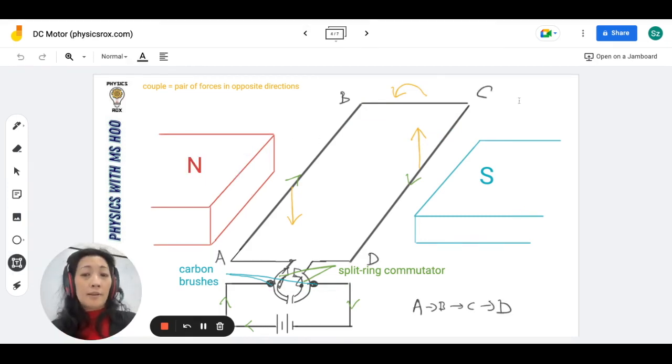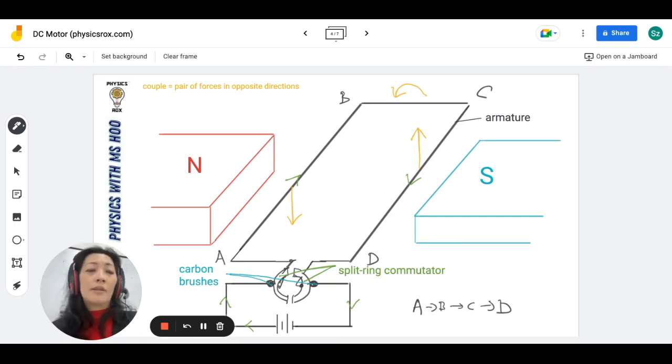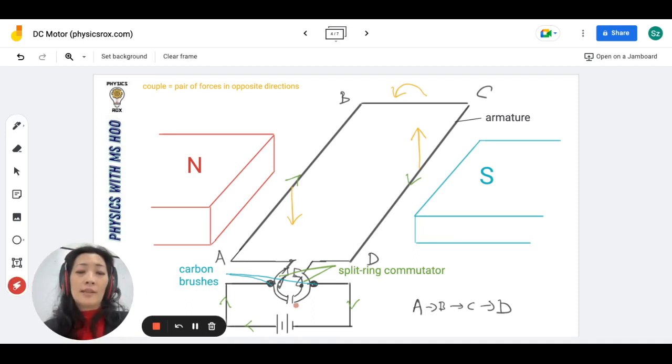The coil, because it's a moving part of the motor, is also known as the armature. So the armature is normally the moving part of the machine, and because the coil is moving, that's the armature. So this is a DC motor. DC stands for direct current, and it's a DC motor because it uses a direct current power supply.